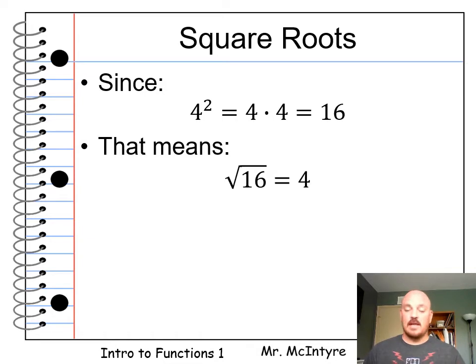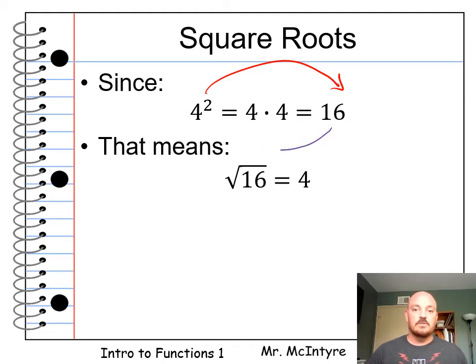So squaring means raising to the second power. Square rooting means the opposite of that. Meaning one question goes this way: takes the 4, you square it, and you get 16. The other question goes this way: takes the 16, you square root it, and you get 4.